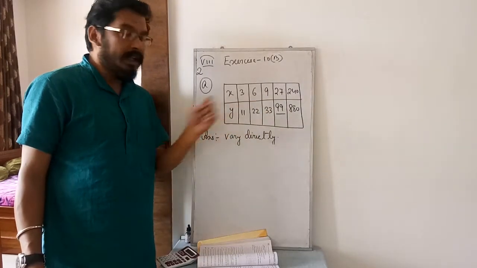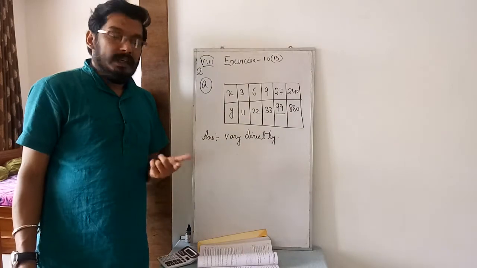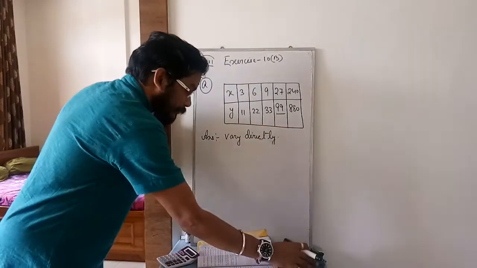It is 33 by 9. If you cancel it, you will get 11 by 3. 99 by 27, you will get 11 by 3. 880 by 240, you will get 11 by 3.